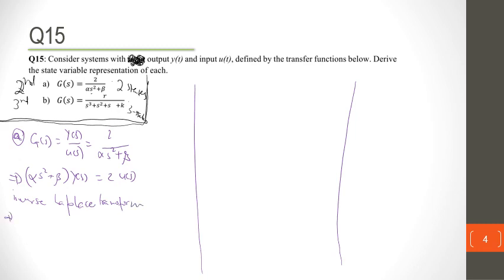We then have alpha times the second derivative of y with respect to t plus beta y is equal to 2u of t. Right, now for our two states, because we already know that there has to be two states, we will let y be equal to x1 and x2 be equal to y dot.